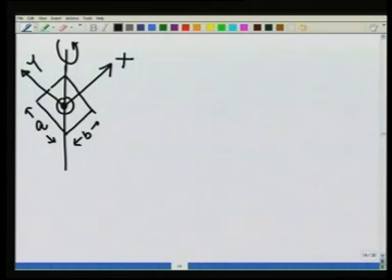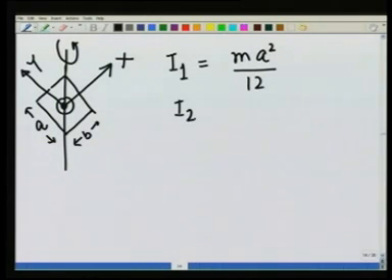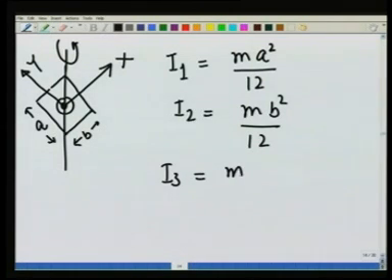and z axis is coming out of the plane. If the mass of the rectangle is m, then I1, that is Ixx, is going to be m a square over 12. I2 is going to be m b square over 12, and I3 is going to be m over 12 times a square plus b square.